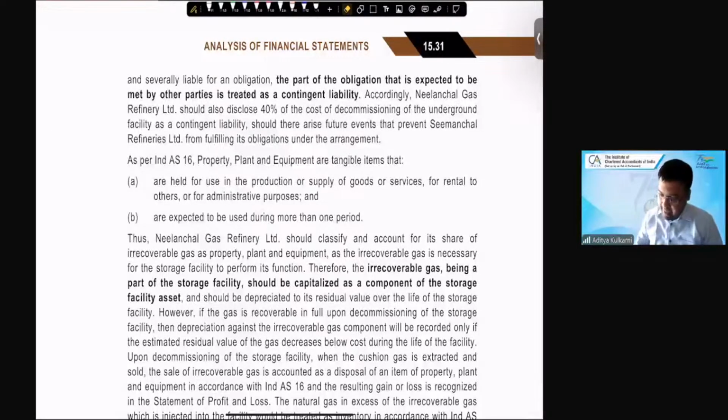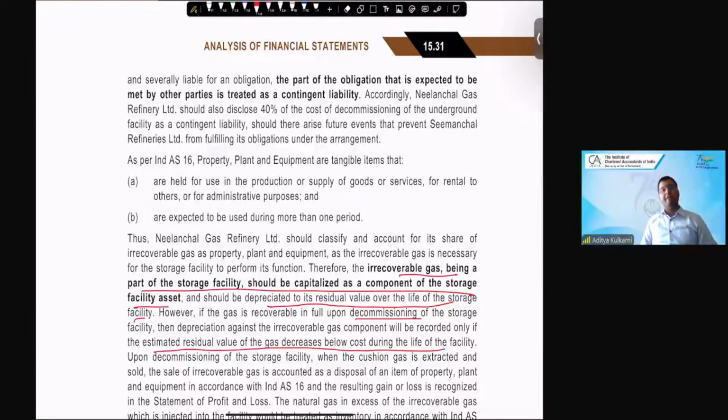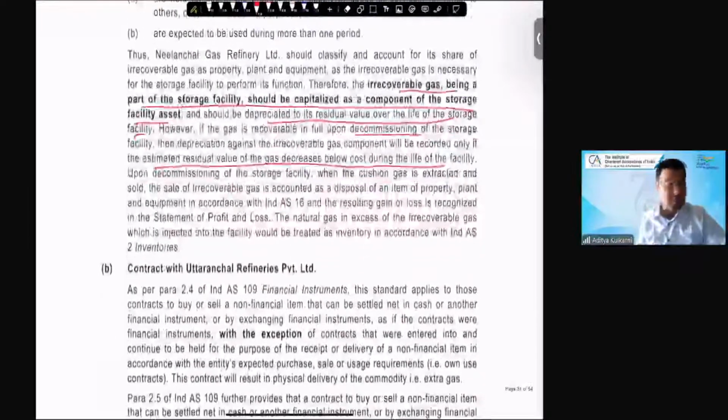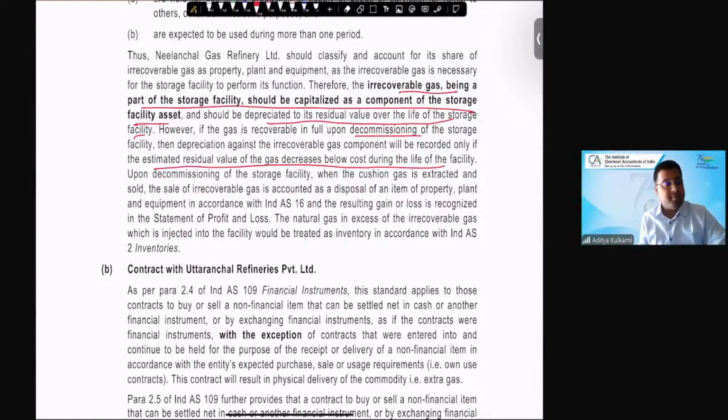Therefore, the irrecoverable gas being a part of the storage facility should be capitalized as a component and should be depreciated to its residual value over the life of the storage facility. However, if the gas is recoverable in full upon decommissioning, then depreciation will be recorded only if the estimated residual value decreases below cost during the life of the facility. Obviously, the cost of storage facility plus irrecoverable gas will go proportionately 60% to Neelanchal and 40% to Seemanchal. Have you understood this? Yes, sir.